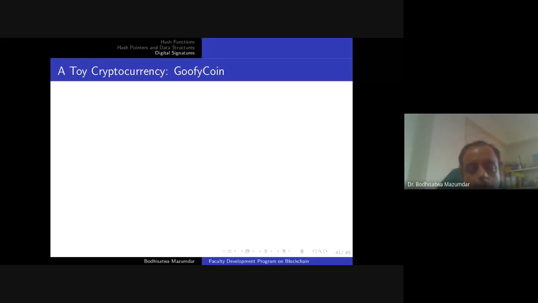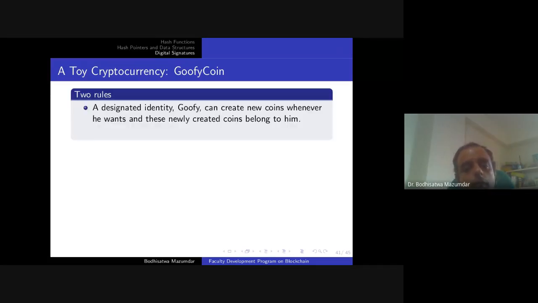So this will conclude the talk. This Goofycoin is an instance of a cryptocurrency which shows you how the cryptographic primitives are used in any cryptocurrency. Over here, Goofy is a person who can create new coins, and he can send those coins to the market. Goofy can create new coins whenever he wants, and these newly created coins belong to him initially. And he can give away these coins.